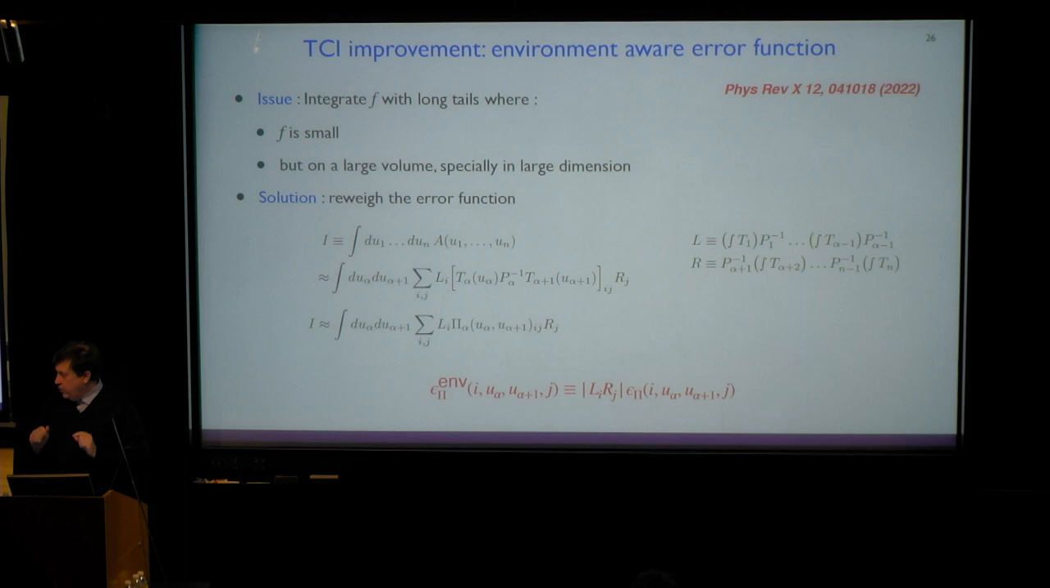So if you approximate the function well, point by point, you will approximate it at the center very well but poorly in the tail, but the volume is big, so your error is going to be very big. So the way to do that is to reweight the error function by putting your approximation into the integral and reweight the error function by what would be the product of the tensors from all the left and all the rights.